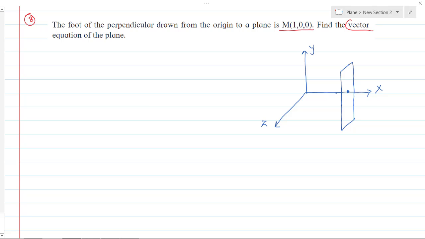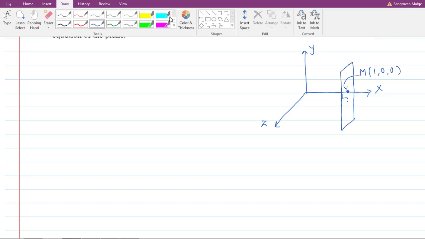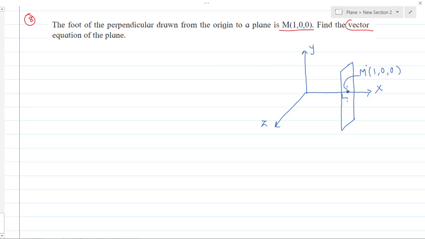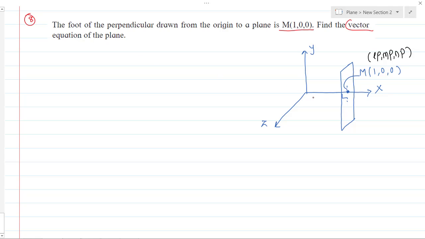Okay, so this is the foot of the perpendicular, which means this angle will be 90 degrees, and this point they have given as M(1, 0, 0). And you know that if this is the foot of the perpendicular, then the standard form of the coordinates is lp, mp, np, where p is the distance of the plane from the origin. So in this case, what will be p? This distance is nothing but p.